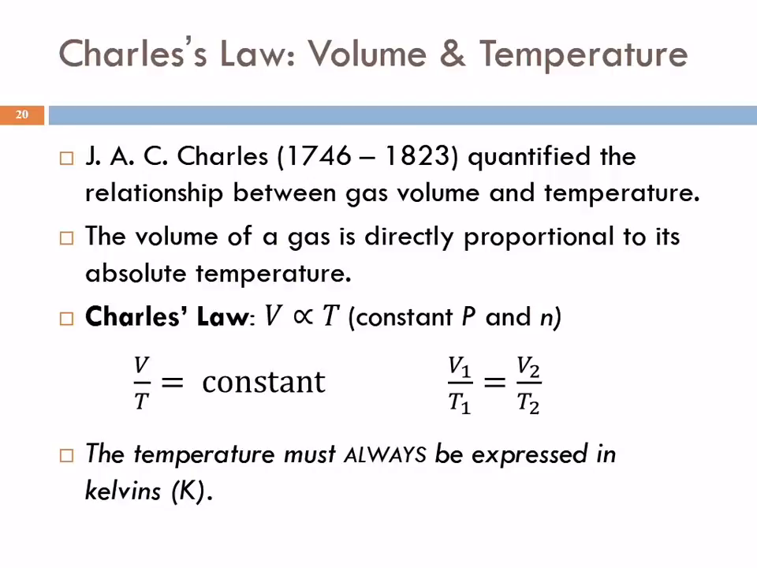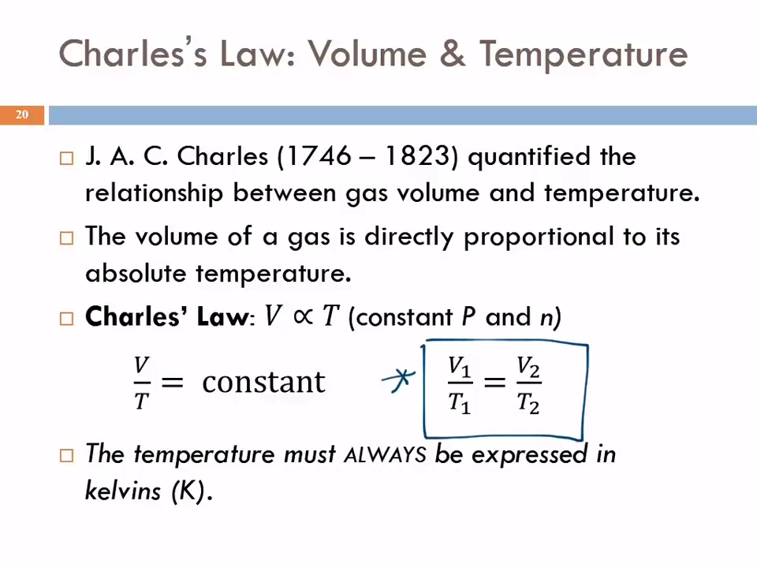So Charles' law can be stated this way. The volume of a gas is proportional to its temperature, provided that you keep the pressure and the amount of gas constant. So we can write it this way, or this is the most common way. V1 over T1 equals V2 over T2. So there's another equation to memorize. Very important.